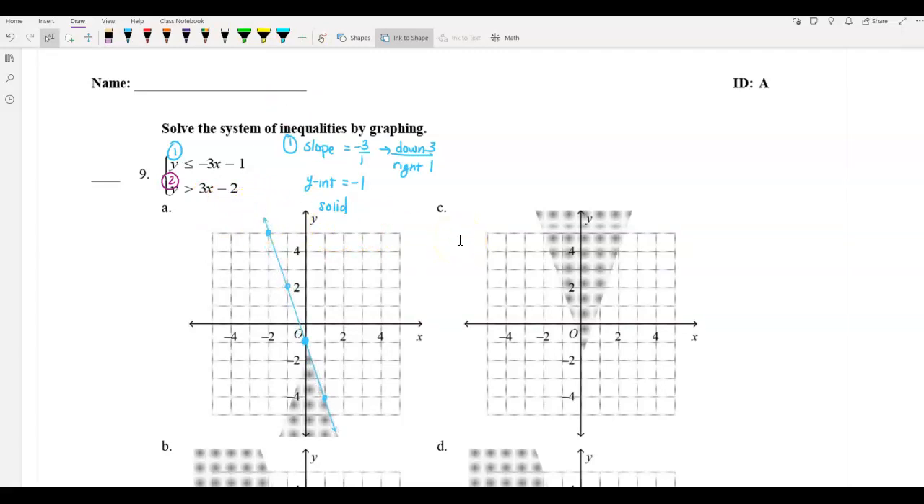Now I'm going to do my test point at 0, 0. So 0 less than or equal to negative 3 times 0 minus 1 is 0 less than or equal to negative 1. That is false. So we shade opposite of 0, 0. So 0, 0 is right here. We're shading this below region.